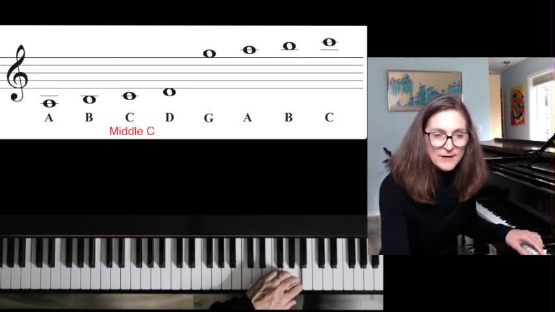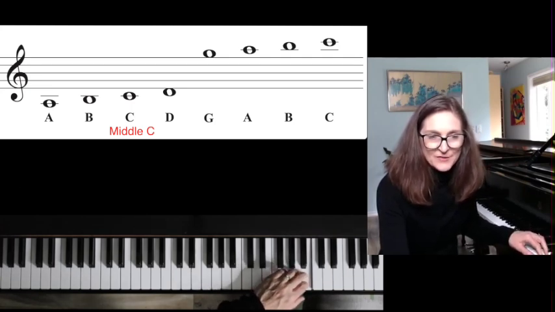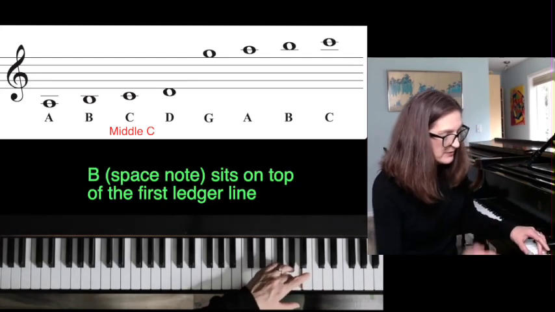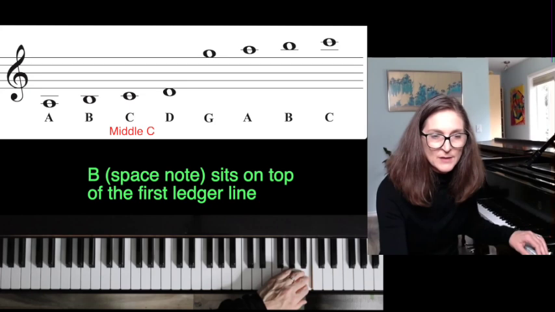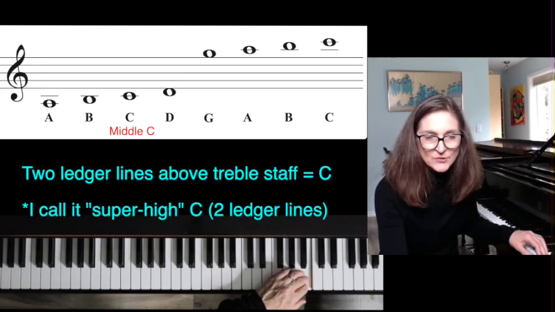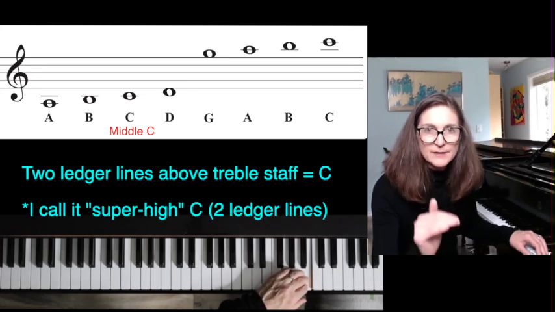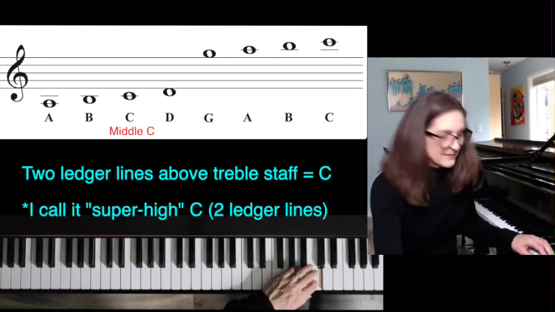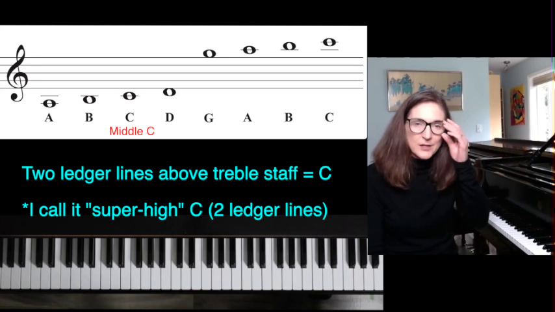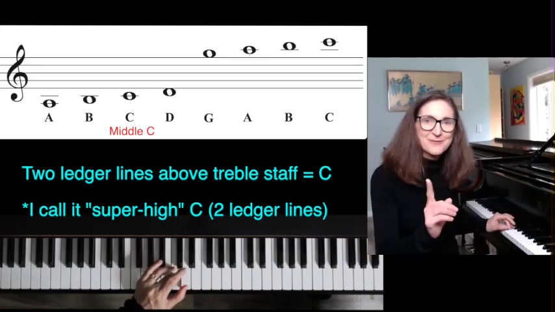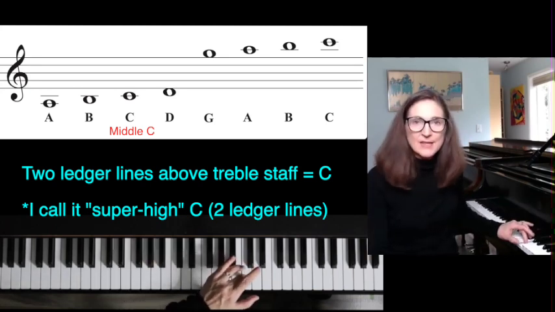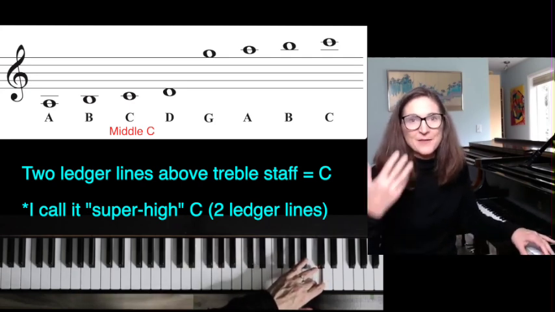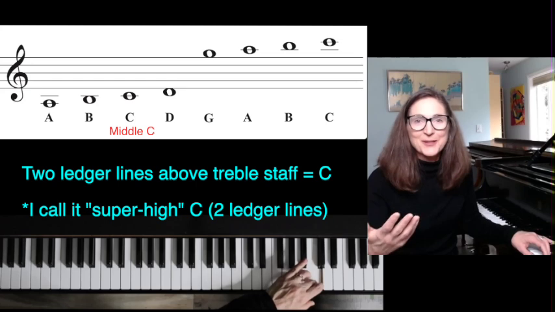Then similarly, we have the ledger line, but it's not going through the middle of the note head, so that's going to be next door, one higher than A, on B. And then we have two ledger lines above the staff in the treble clef, 1, 2, that is high C. And actually with my students, I call it super high C. So we have middle C with one line, then we have C on the space, then we have super high C, two ledger lines. They seem to remember it quite well, so maybe you will as well.